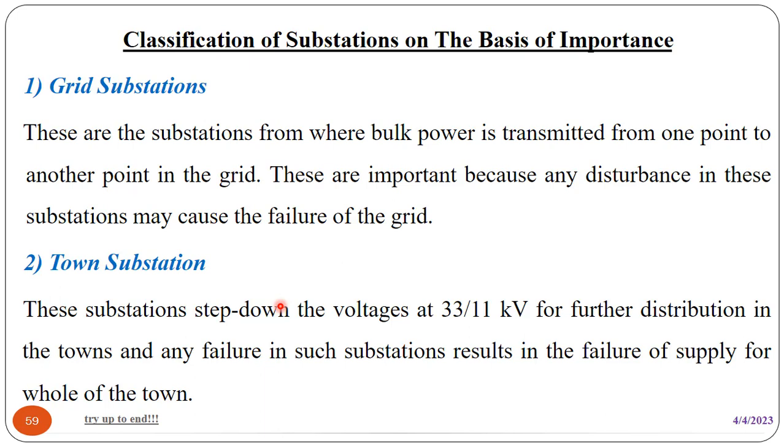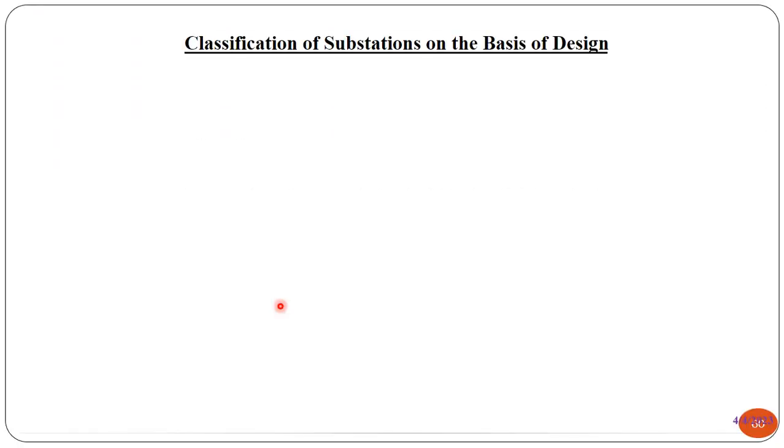So there is town substation. This substation steps down the voltage from 33 kV to 11 kV for distribution. A failure of supply in a town substation affects the whole of the town.